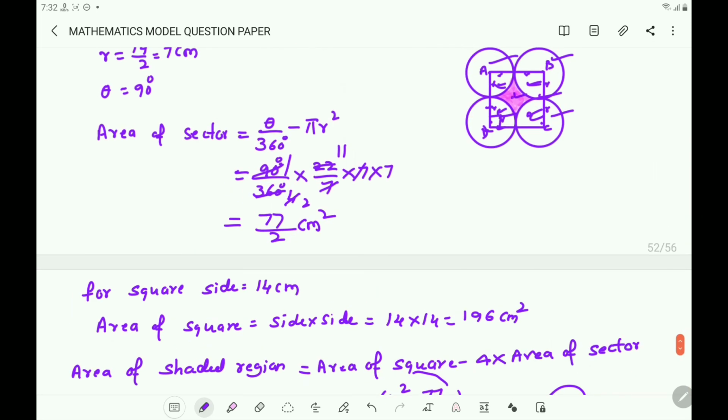Here you got the area of the shaded region. In this way, by using the formula for the area of the square and the formula for the area of the sector, and subtracting the area of the four sectors from the area of the square, you will get the area of the shaded region.